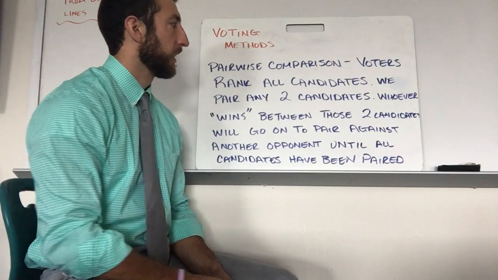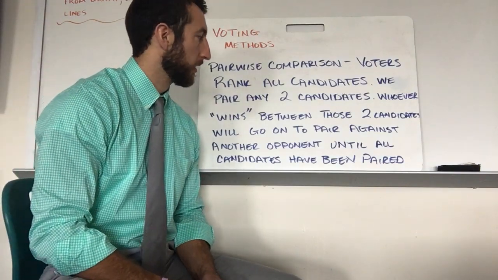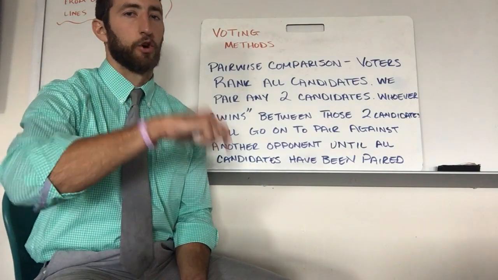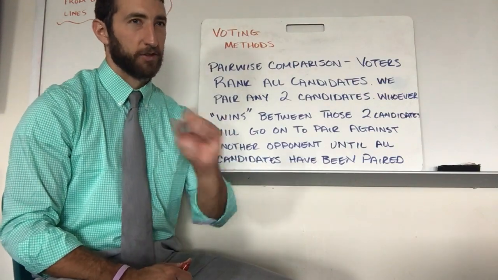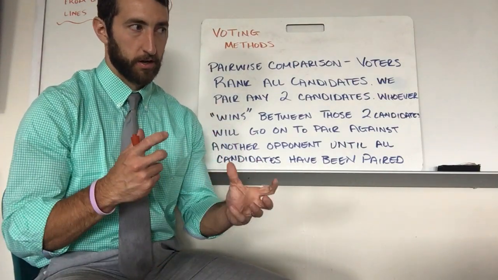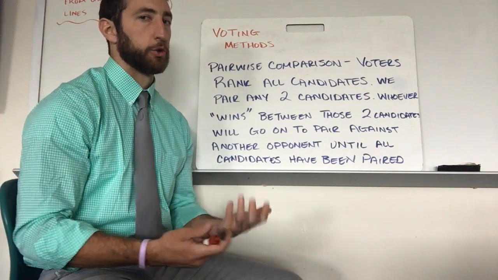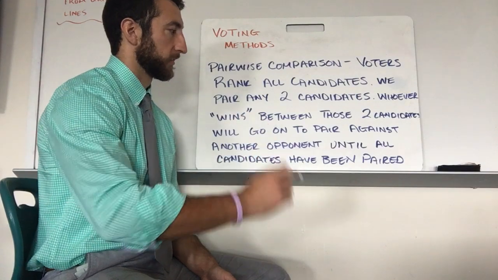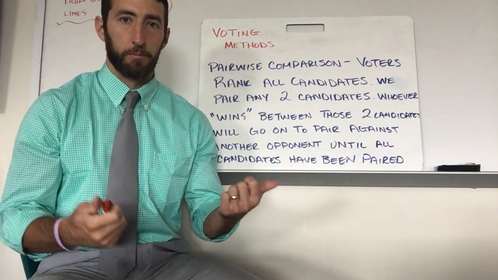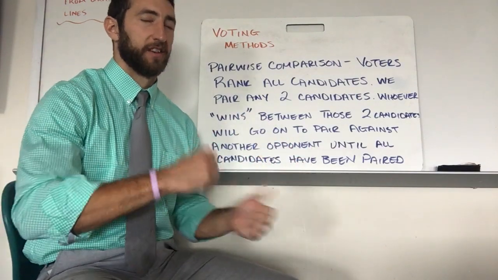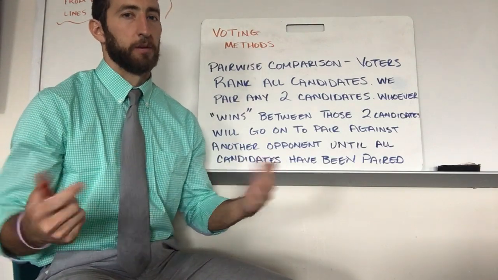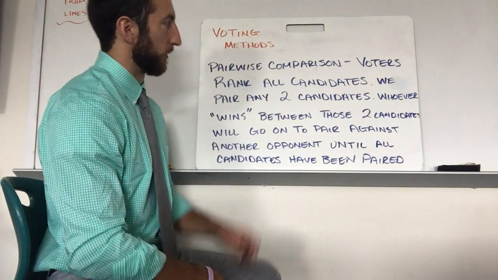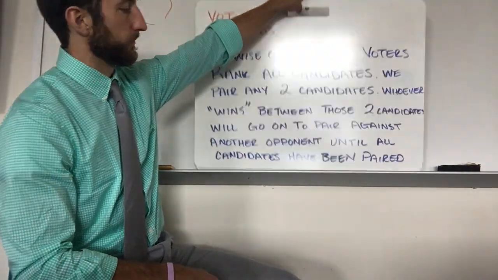Then we're going to pair any two candidates. Whoever wins between those two candidates, whoever has the most votes, is then going to go up against somebody else. That guarantees a majority, since we're just matching up two candidates. So let's say A and B go up against each other. If A wins, then A goes up against C, and we keep going until we've used all of the candidates overall. So let's do an example.